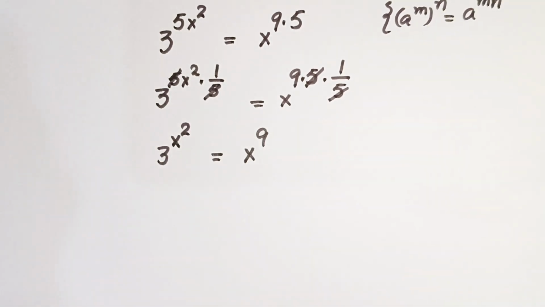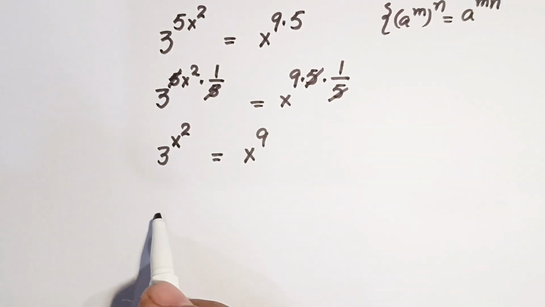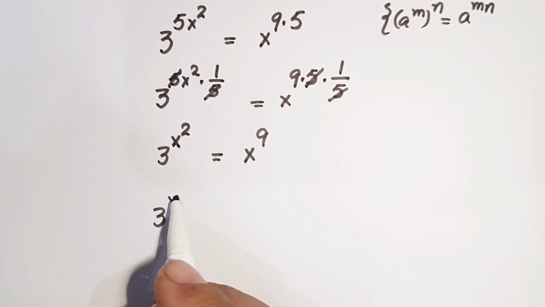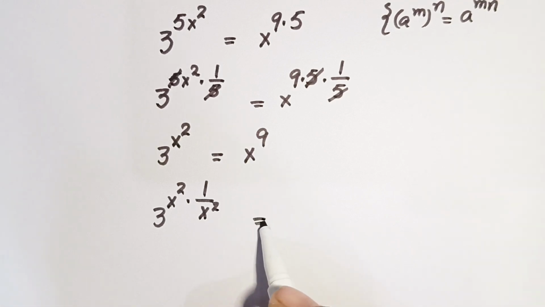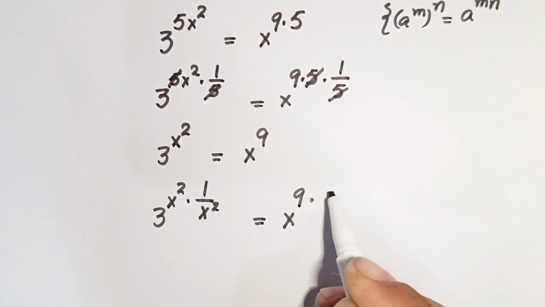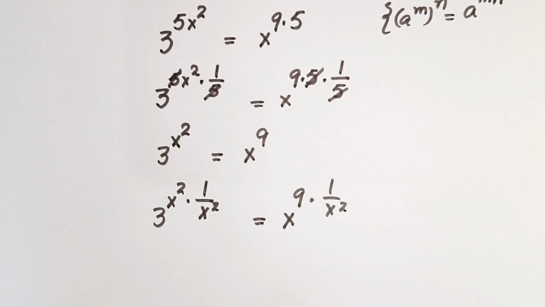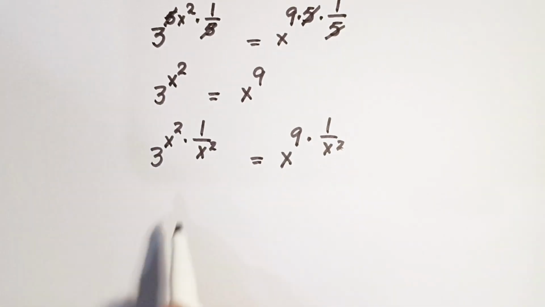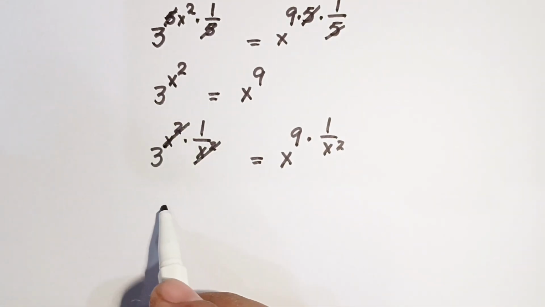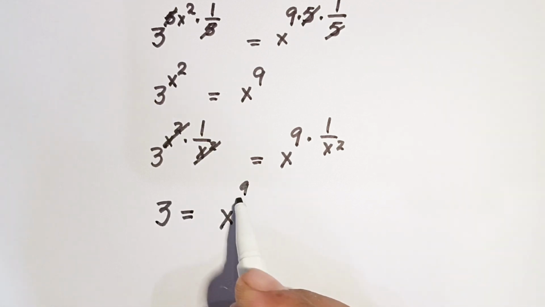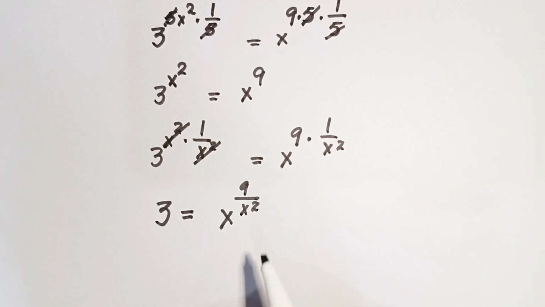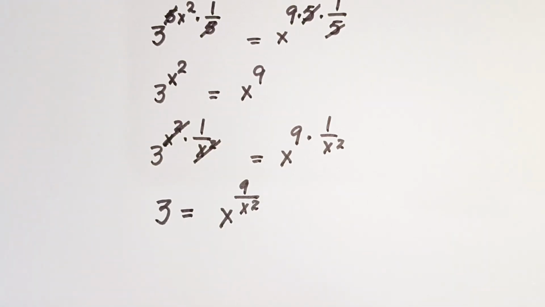Here if we just multiply 1 over x squared as a power on both hand sides, we have 1 over x squared on our left hand side and x to the power 9 times 1 over x squared on our right hand side. So here x squared is cancelled out, so we have 3 is equal to x to the power 9 over x squared. Now here 3 is equal to x to the power 9 over x squared.